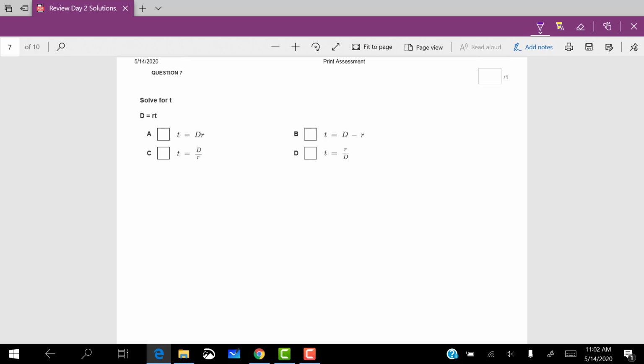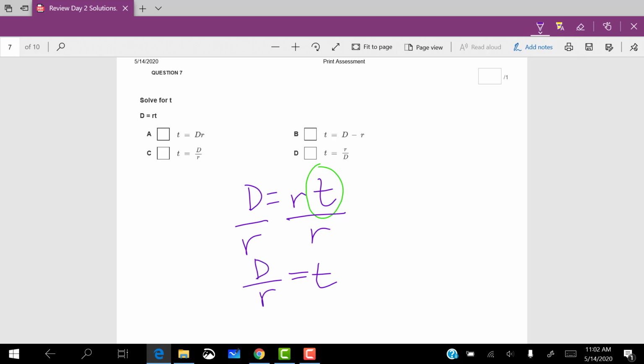It's letter A. All right, this time I'm solving for t. So the r and the t are being multiplied together. The opposite of multiplication is division. So now I've got t equals d divided by r. And I have to be really careful here. That, in fact, is letter C.